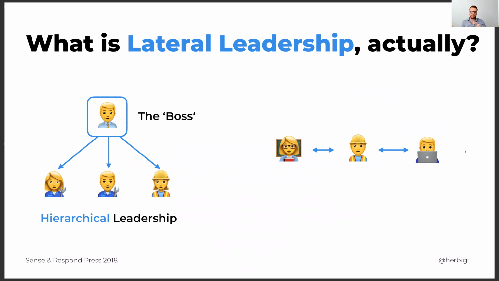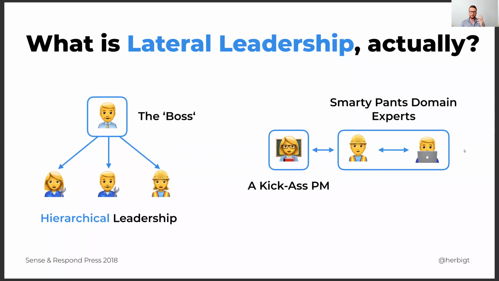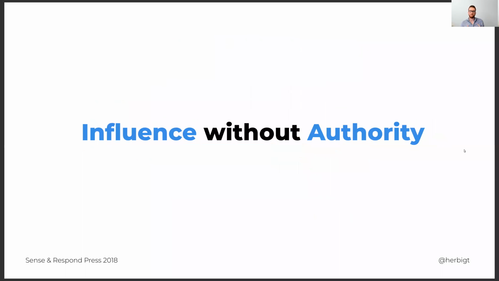So especially in the context of agile product teams, you have a product manager and you have domain experts like an engineer, UX, or web analyst collaborating with this person in this team. And this is the perfect example for what lateral leadership actually is. It means essentially that you have to influence people without formal authority, right? So you have to get them on board. You have to follow them for your vision.